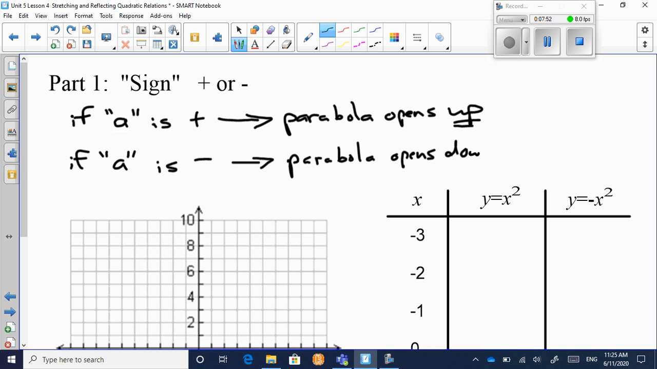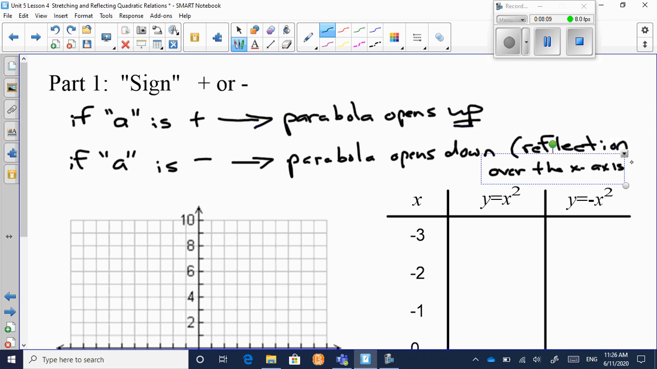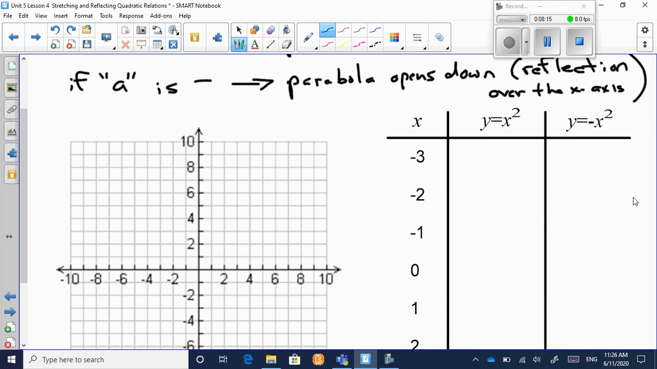It's been flipped over, opens down. And so we call that a reflection. A reflection over the x-axis. Okay, it's a reflection over the x-axis. All right, well, let's take a look at this.